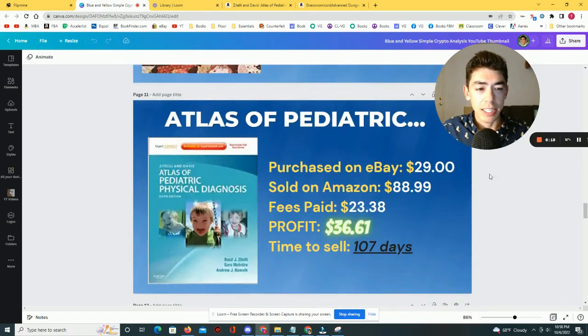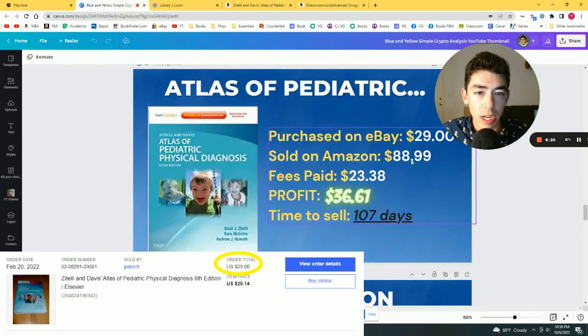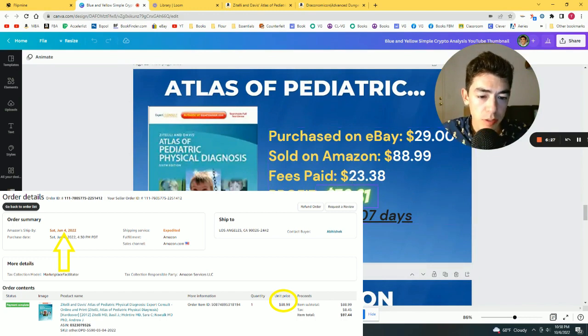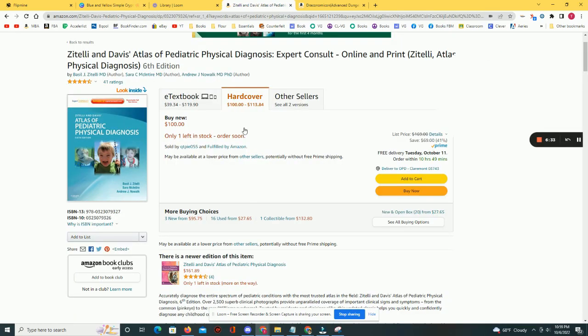Okay, let's go and take a look at the next one, which is Atlas of Pediatric Physical Diagnosis. So I bought this on eBay for $29. It sold for $89, paid Amazon $23 in fees and made a profit of $36. And this actually took a little over 3 months, 107 days to sell. So here's the actual Amazon listing.